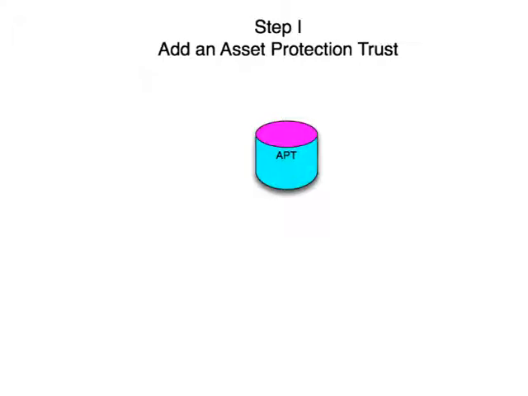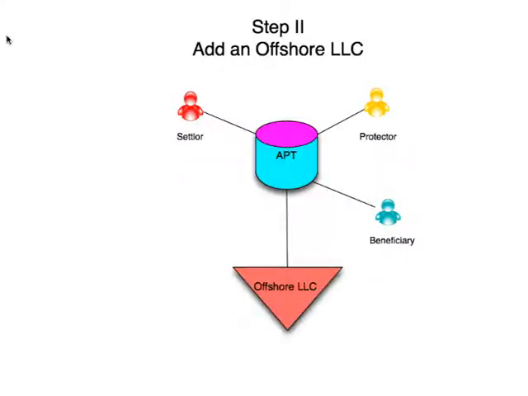But the first step is an asset protection trust, and here are the players: the settlor, protector, beneficiary. I didn't put up the little rectangle for the trust company which runs it, but that's the asset protection trust, a $30,000 trust for free. It's step one. Step two is to take that trust and add an offshore LLC.